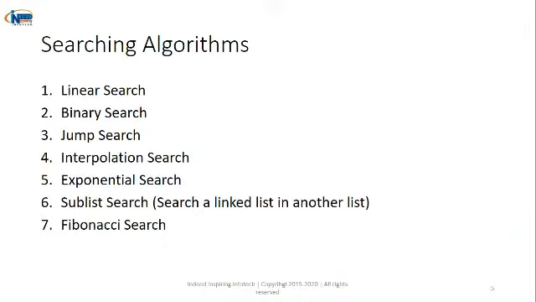We have multiple types of searching algorithms. A few of them I have listed here: linear search, binary search, jump search, interpolation, exponential, sublist, Fibonacci. So many types I have written here, and this is not the end of the list. There are so many types. If you want a specific type, you can write to us in the comment box, and we will make a note of it and come back with a video for that particular algorithm.